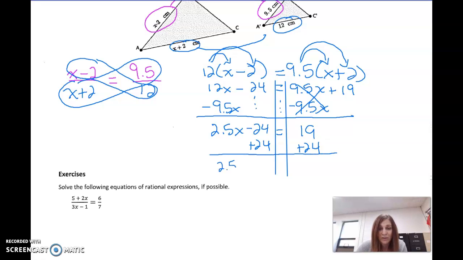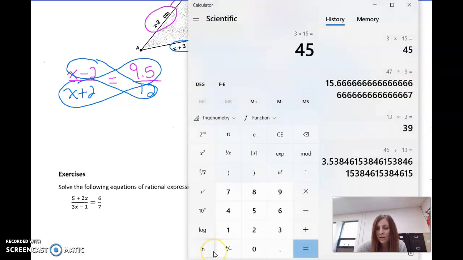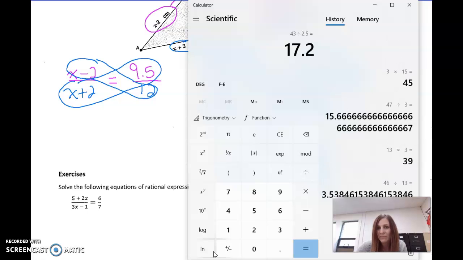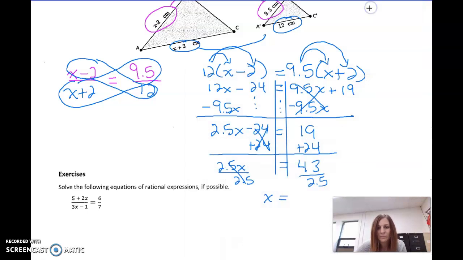Bring down my 2.5x. These cancel. 19 plus 24 works out to be 43. Yep, that was right. And then this is times, so I do the inverse and I divide. 2.5 divided by 2.5 is just x. 43 divided by 2.5 is 17.2. All right, so x equals 17.2.